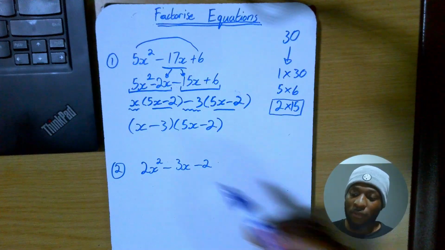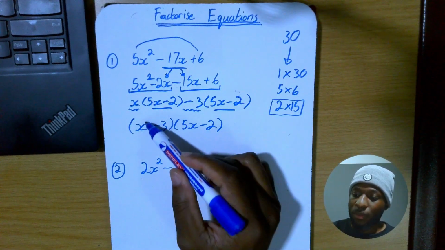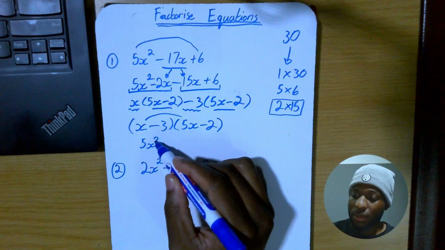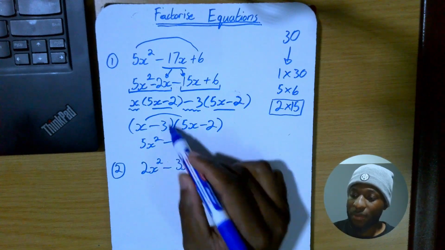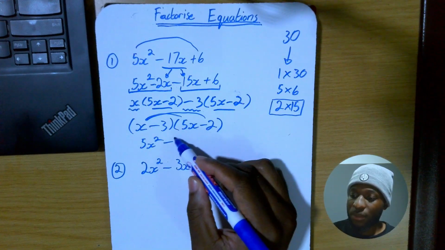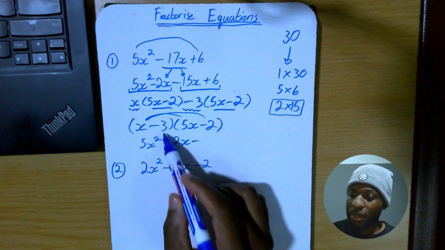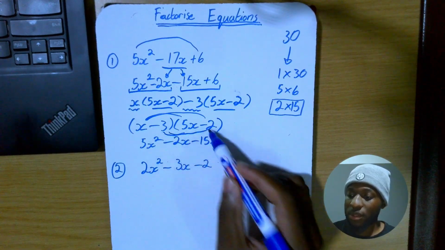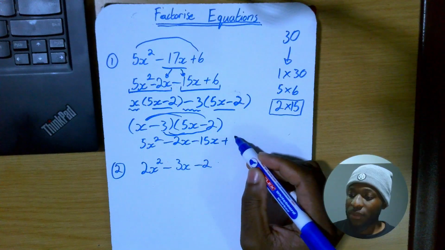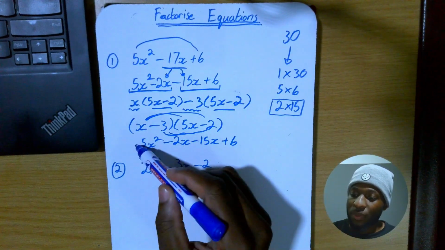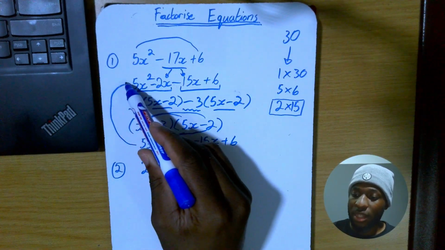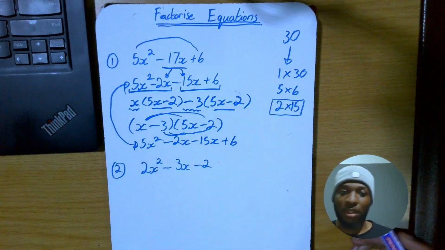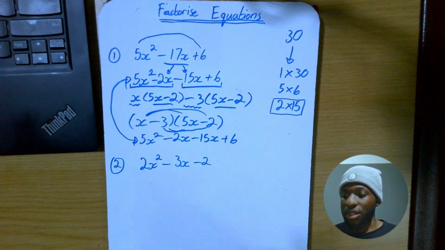Now if you like, you can expand it. So that times that gives us 5x squared, minus that times 2, that's 2x, minus 3 times 5, that's 15x, and 3 times 2 is positive 6. And if you notice, this is just the same as what we had before. They are related, so that's why I like this method. Now moving on to the second example.